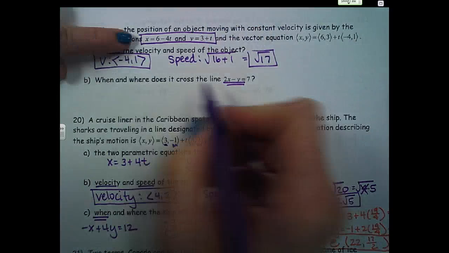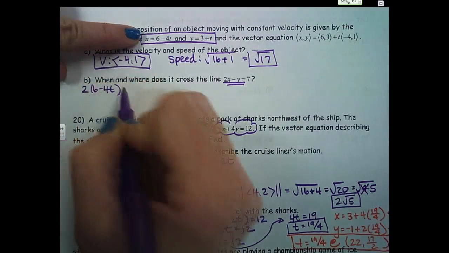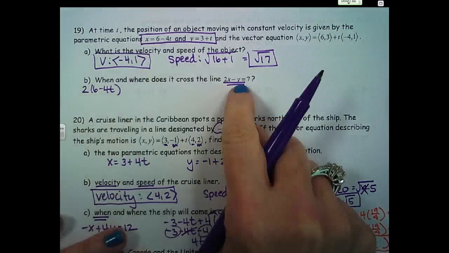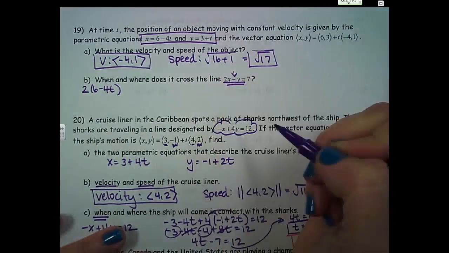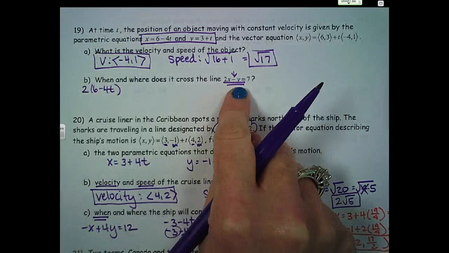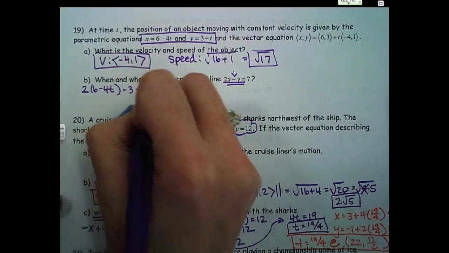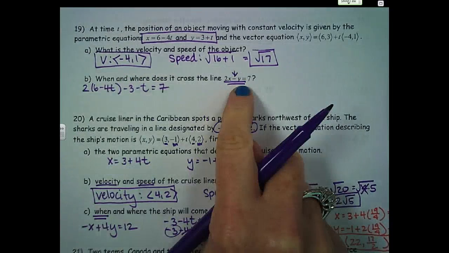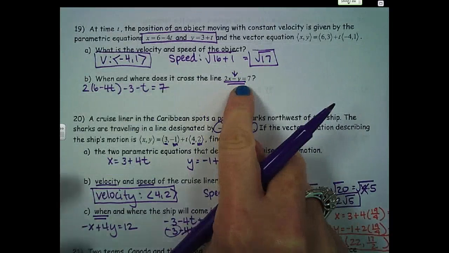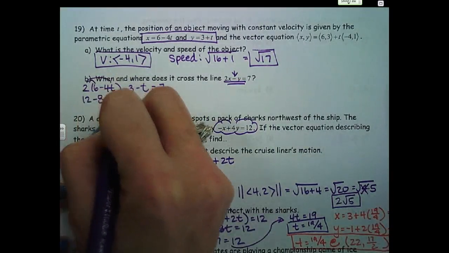So I'm going to take 2 times (6 minus 4t), and then minus y. Now you have to be careful here. The minus will throw you off. When you have a minus y, you have the minus of the 3 and the opposite of the t. So I want minus 3 minus t. And we're going to set it equal to 7. Watch out for those subtraction signs. So when you distribute, you're going to get 12 minus 8t minus 3 minus t equals 7.